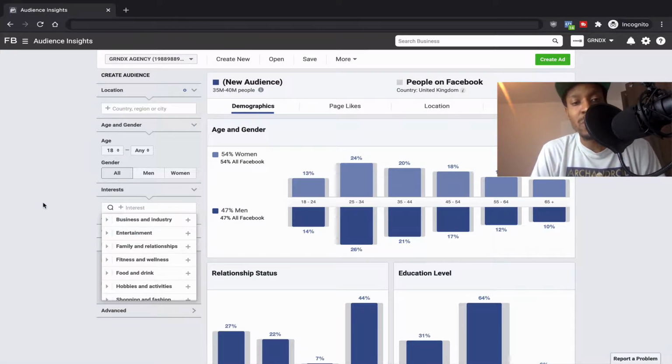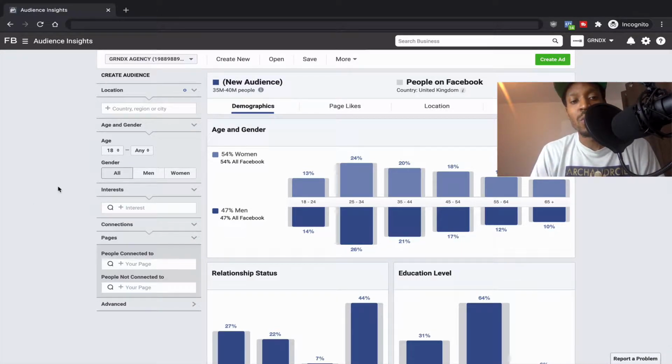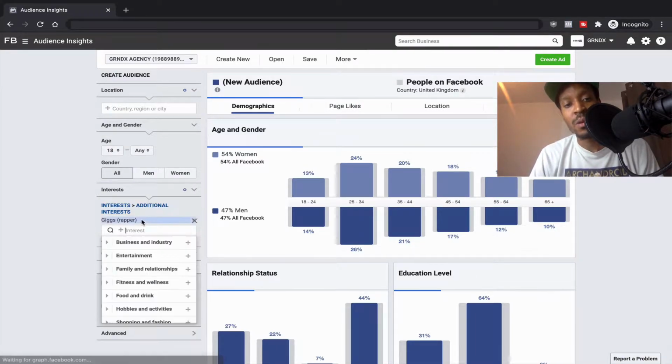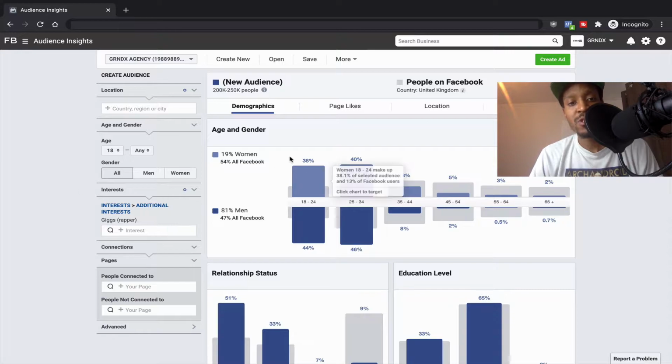So what I'm going to be doing right now is just picking random artists from the UK and just seeing the process that you need to go through in order to make sure that you find the right audience that is similar. So what we want to start off with is gigs. Type in gigs here, click it. Shows us the demographics of people in that Facebook group.